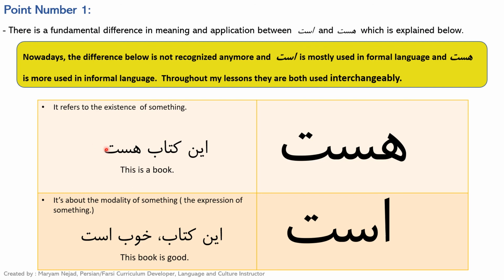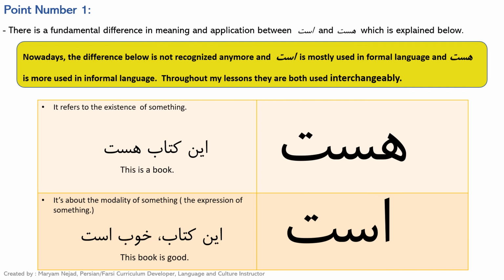Hast refers to the existence of something. For example, in ketab hast. But ast refers to the modality of something. For example, in ketab khub ast. So here, ast is about expressing the quality of the book.